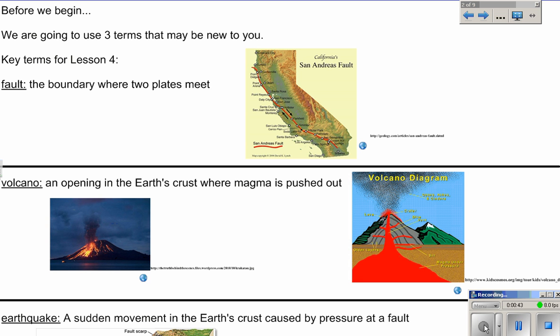Volcano, an opening in the Earth's crust where magma is pushed out. There are two pictures below to look at. The first picture is a volcano that is erupting with magma flowing out. The second picture is a diagram of the different parts that make up a volcano. You can hit pause to look at these different parts before moving on to the third term.